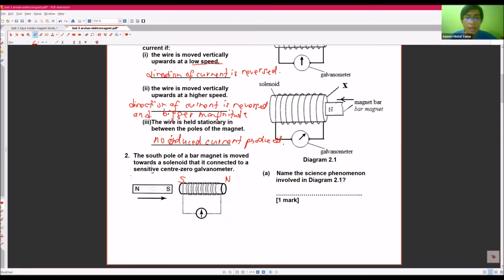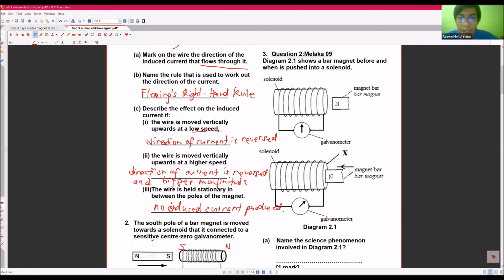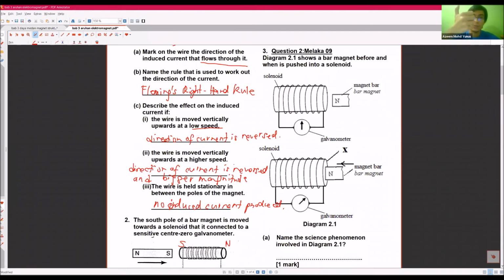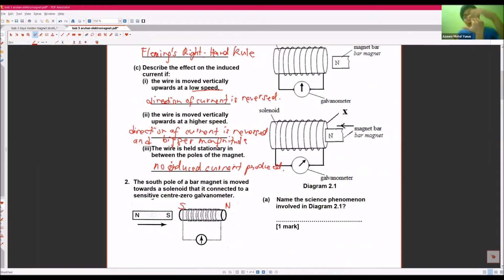So the pole will be on the side of the magnet of the solenoid. Okay, direction of induced current, right hand grip rule. North is on the right, so my fingernails are pointing downwards. So let's trace this way, so the direction of the galvanometer deflection should be that.